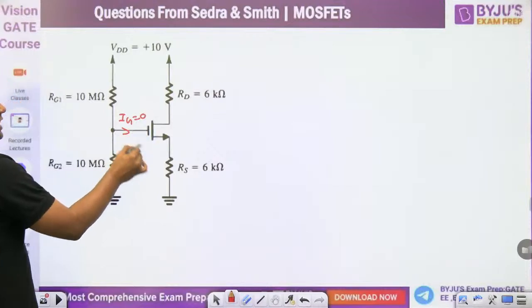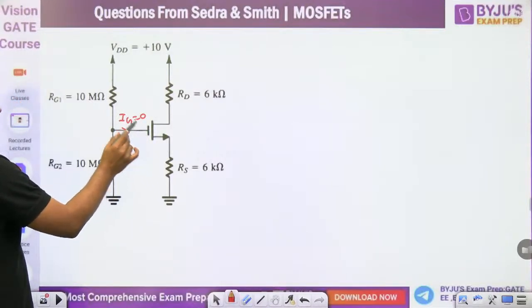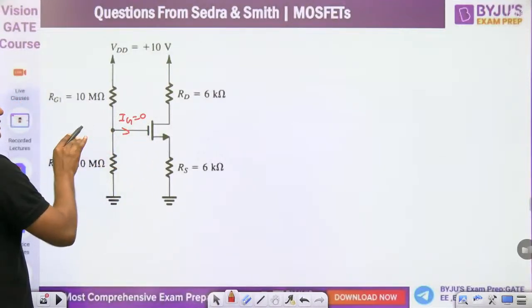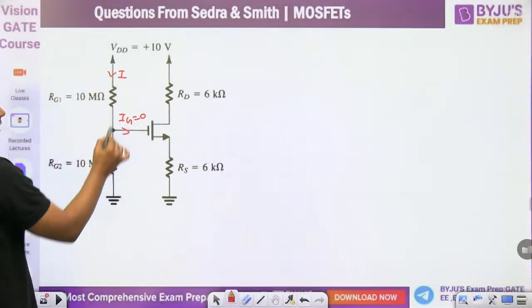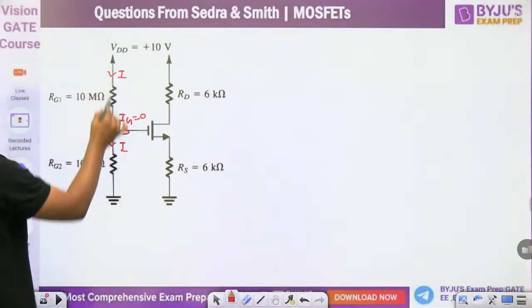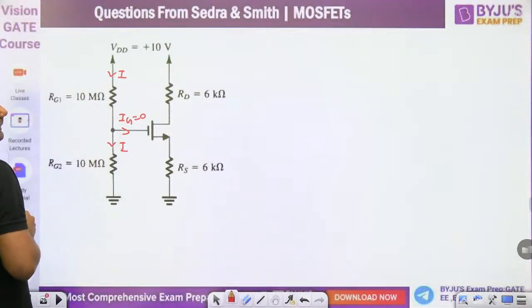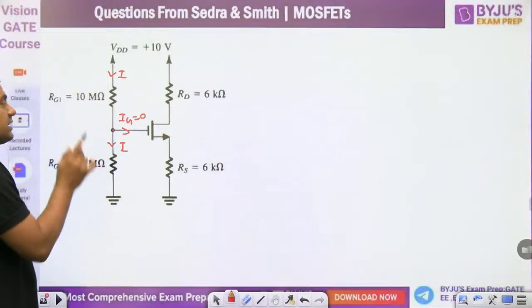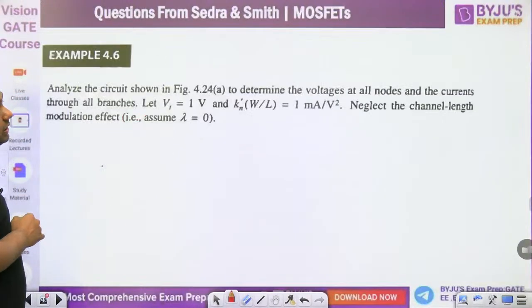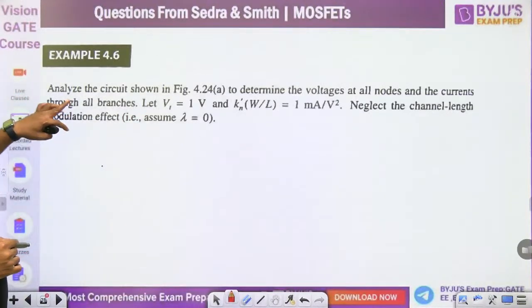Why? Because it is a SiO2 layer. Because of that it is called insulated gate field effect transistor. There is no current. So if suppose there is a current I, the same current will flow from this point to this point. Then RD is given. So according to voltage division you can find the value of voltage and RTH here. Then you have to find the voltages at all the nodes and the current through all the branches.